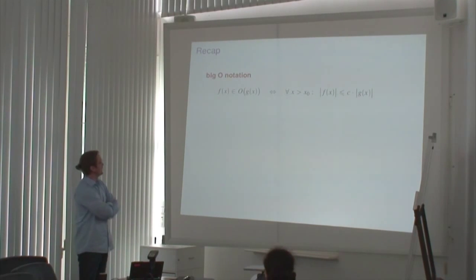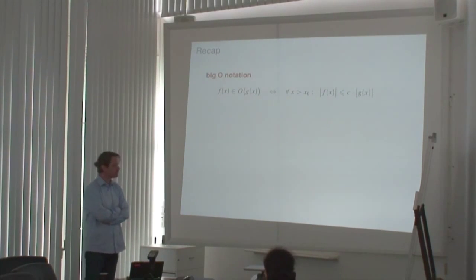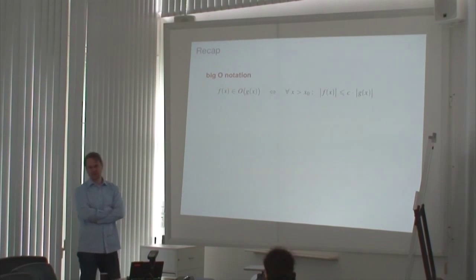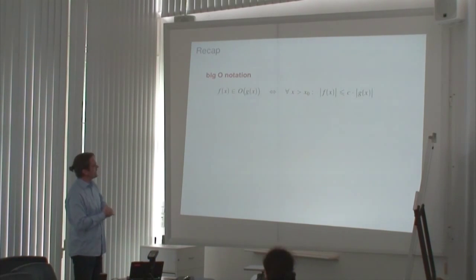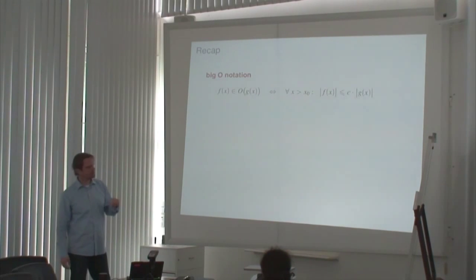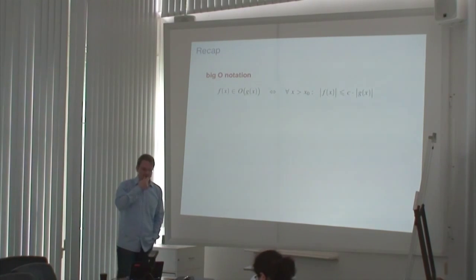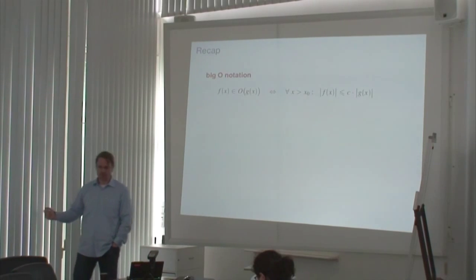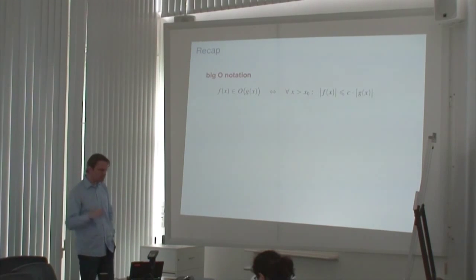is in the complexity class big O of g(x) if there exists an x naught, some threshold, so that for every x larger than this x naught, the norm of the function f(x) we are interested in is less than or equal to a constant c times the norm of g(x). So consider, for instance, two functions, say 2x and x squared, and let's consider their behavior for all positive real numbers, so we exclude 0 and everything that is negative.